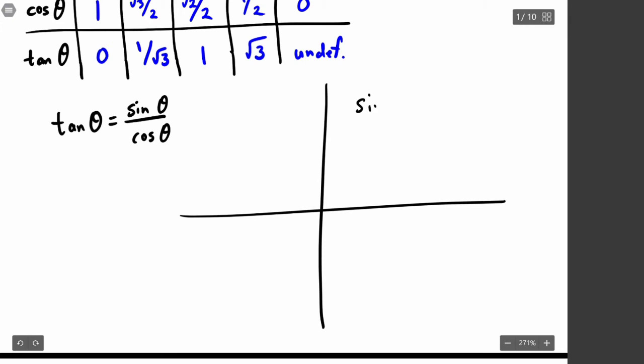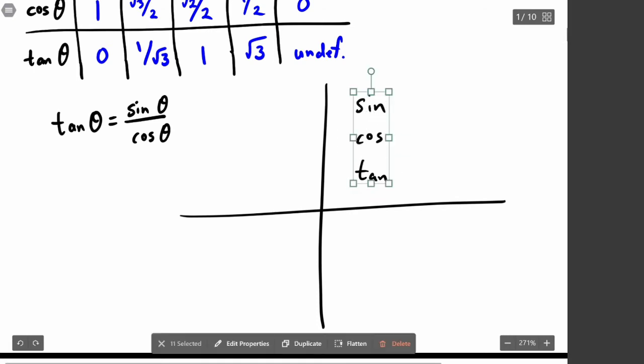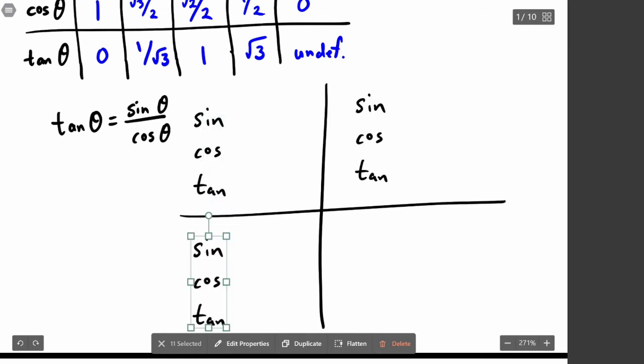We can have sine, cosine, tangent, and let's duplicate that, duplicate it again, and one more time. So in each of the 4 quadrants, here everything is positive.